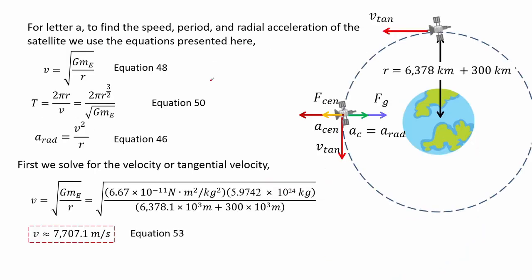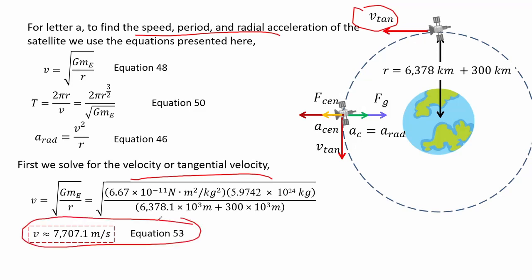For letter A, to find the speed, period, and radial acceleration of the satellite, we use the equations shown here. First, we solve for the velocity, or specifically the tangential velocity, and we obtain the value shown in equation 53. So the satellite moves about 7,000 meters per second.